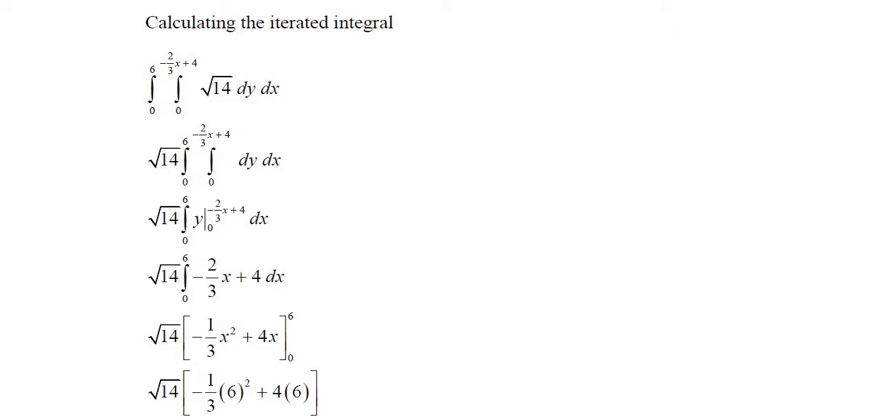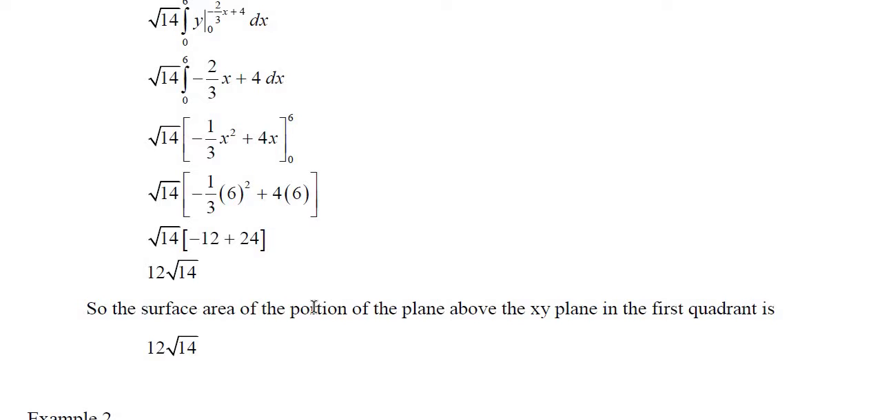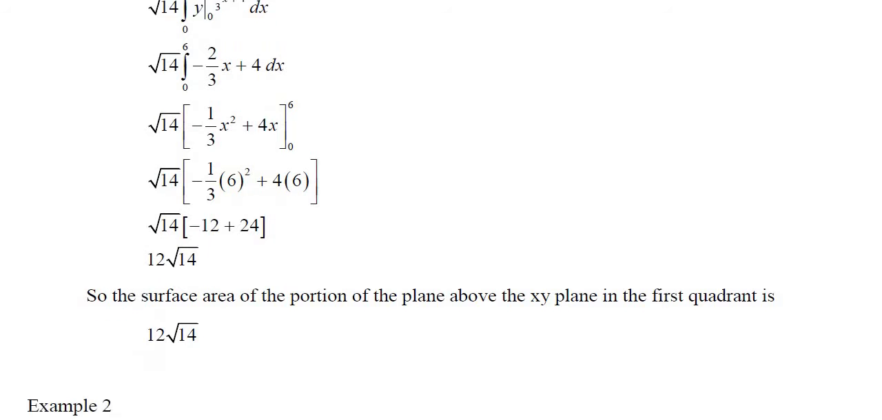Integrating with respect to x ends up giving me negative 1/3 x squared plus 4x going from 0 to 6. Plugging in my endpoints ends up giving me 12 times the square root of 14 after my arithmetic is done. So the surface area of the portion of the plane above the xy plane in the first quadrant is going to be 12 times the square root of 14. Let's take a look at another example.